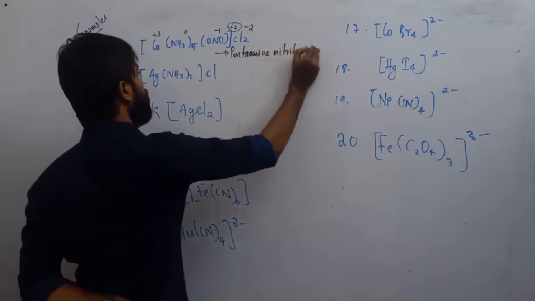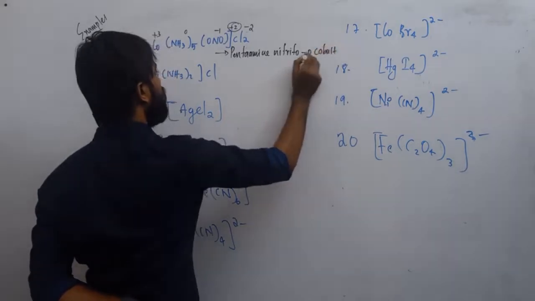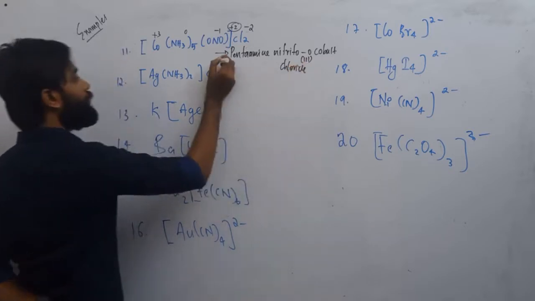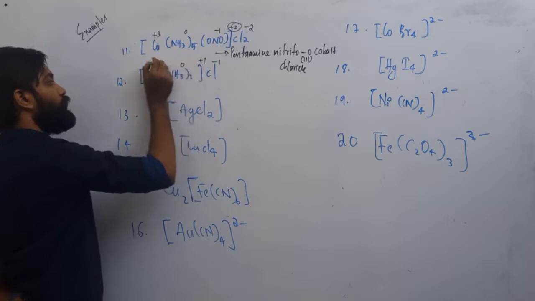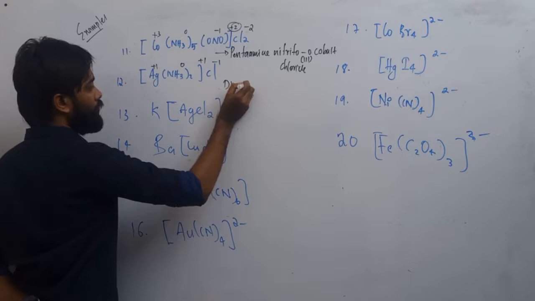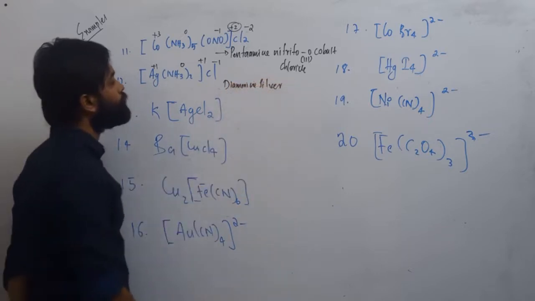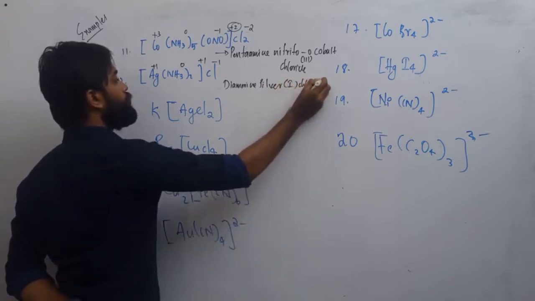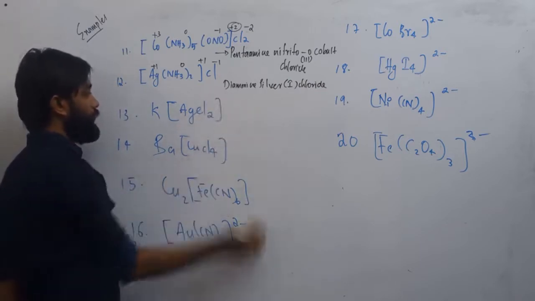Nitrito-O is the category, right? Nitrito-O, that's simply cobalt 3 chloride. Okay, here the counter ion is also anion -1, the entity has +1, this is 0, so silver is in +1. So diamine silver 1 chloride. Diamine silver 1 chloride.